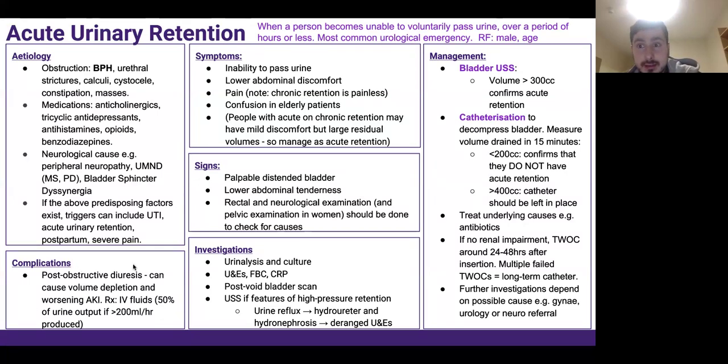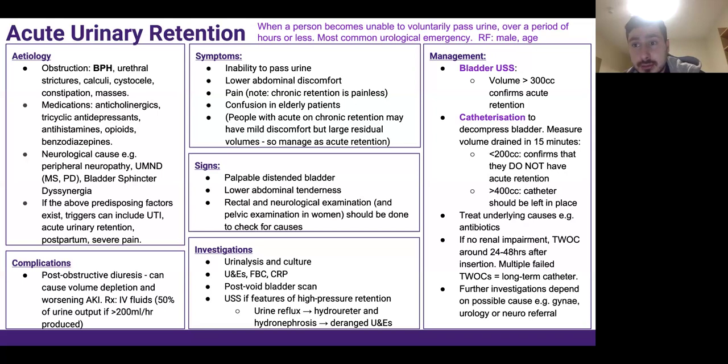So when draining this urine with a catheter, you're worried about post-obstructive diuresis. That's when you're passing too much urine post an obstruction, and this can cause volume depletion in your blood and cause a worsening AKI. So in this scenario, you'd replace the fluids. So how do you manage it?